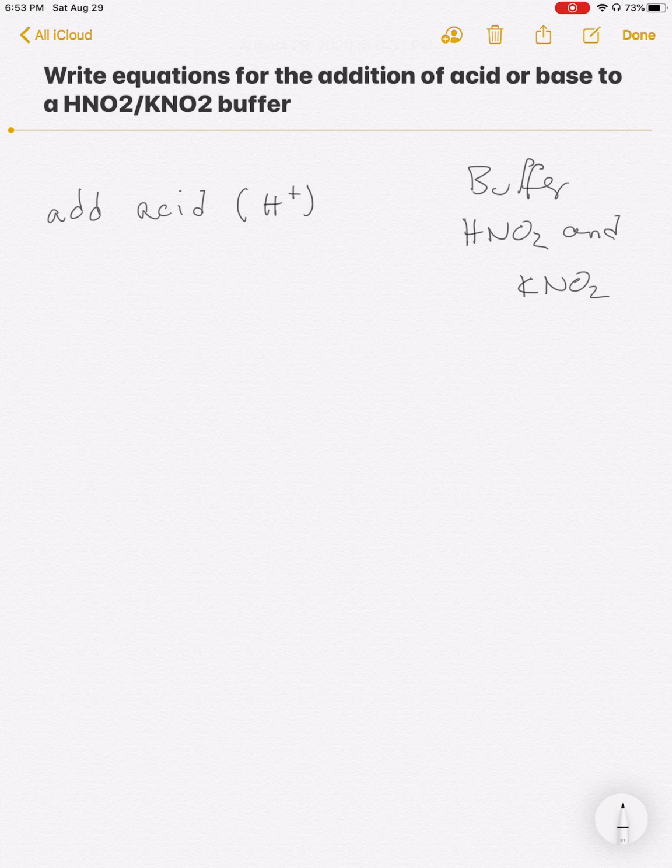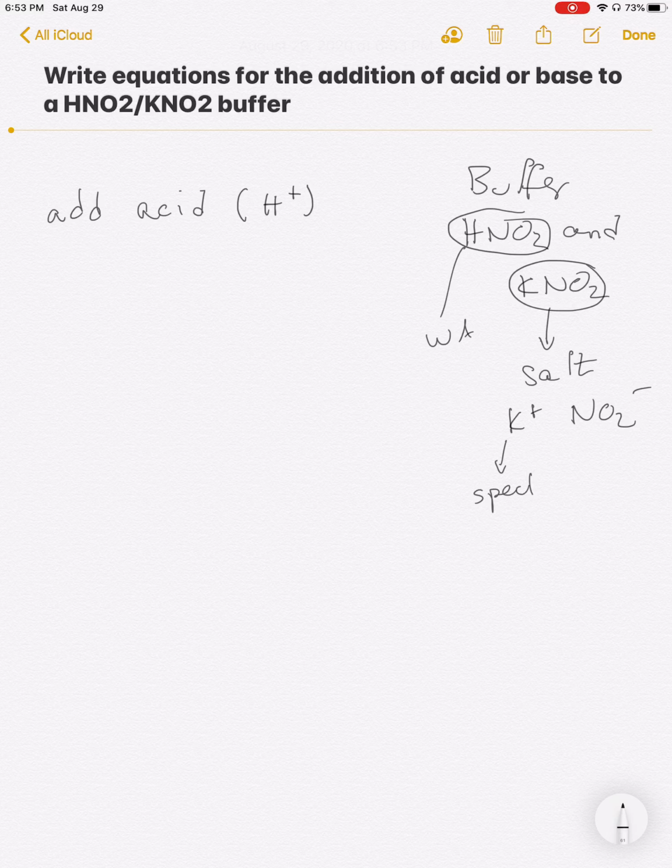So that HNO2 slash KNO2 is simply notation showing the two parts of the buffer. And these are the two species in the buffer solution. This is a weak acid, and this is a salt. Now, the salt is going to ionize or break apart into K plus and NO2 minus ions. The potassium ion is simply going to be a spectator ion, and it's not really going to do anything. But this nitrite, you might notice, is the conjugate base of our weak acid.